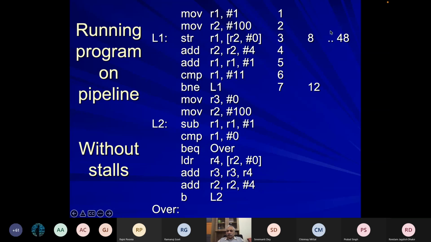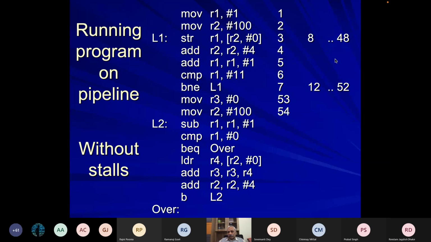Yeah, in the next iteration, I'll be there in cycle 13 and so on. So with a gap of 5: 3, 8, 13, 18, and so on. And lastly, 48, and I'll be here in cycle 52. And in cycle 53, I come out of this loop and continue.